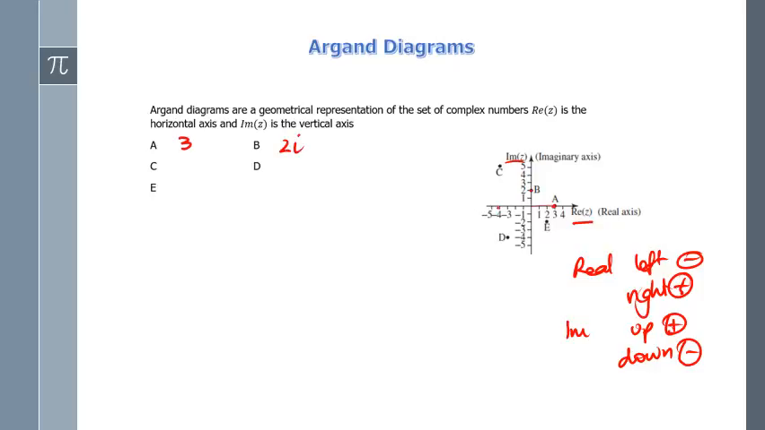C, we've had to go negative 4 in the real direction, yes, and up 5 in the imaginary. So it's negative 4 plus 5i. D, we've had to go negative 3 in the real, negative 4 in the imaginary, negative 3 minus 4i. And lastly, E, we've had to go 2 in the real and negative 2 in the imaginary. So 2 minus 2i.